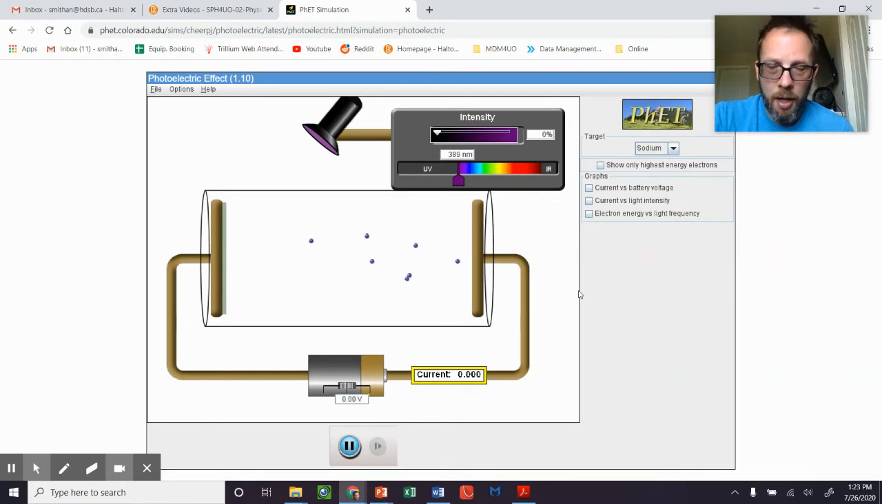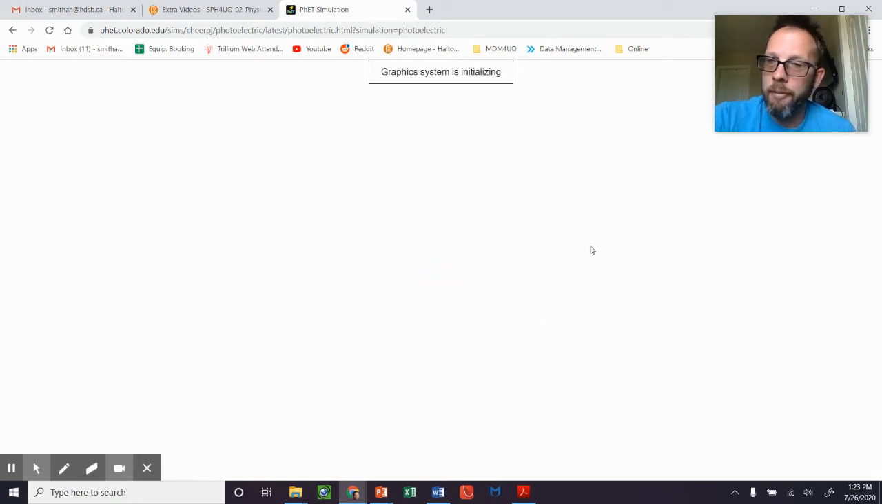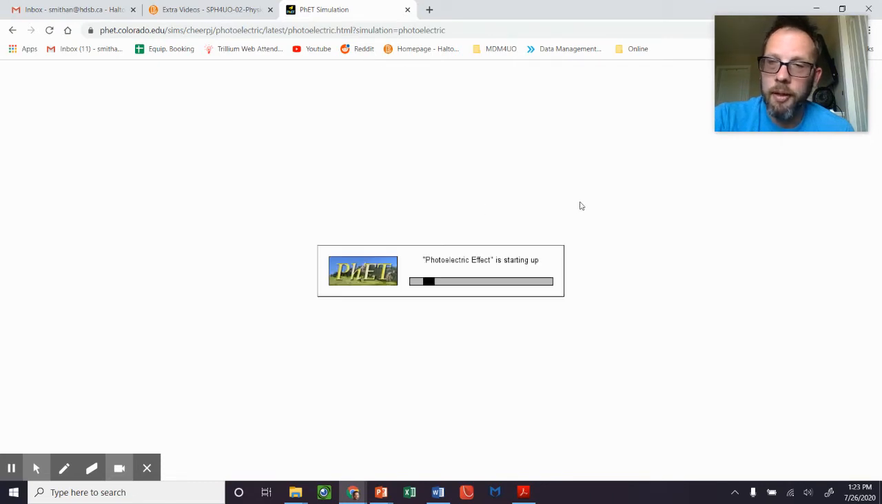Let's refresh that. It seems to be running slowly. I've had it running for a while actually. So we'll try looking at different types of metal. We'll vary the type of light that we're shining on the metal. It's a pretty cool applet to play around with.